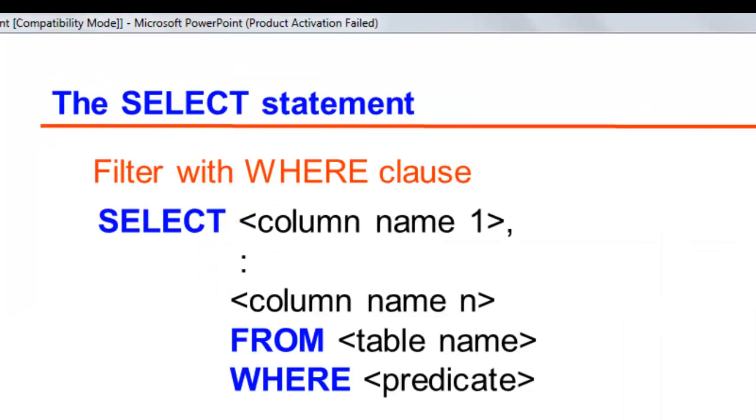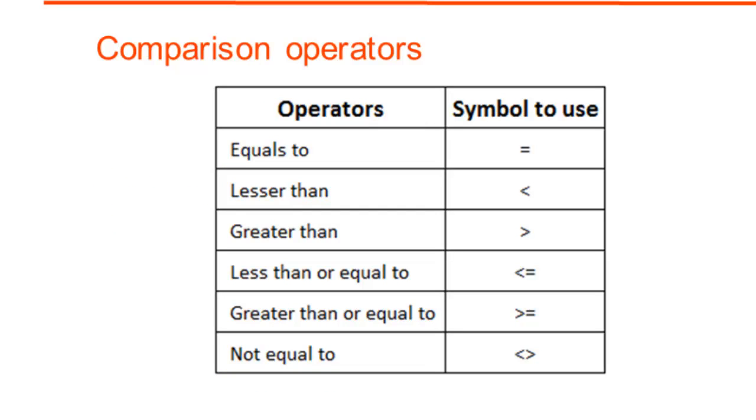Tables may contain millions of rows. If we want to isolate particular data sets, we use the where predicate. Predicate clause here may include comparison or relational operators, logical operators, in, between, among others, in one or more filtering conditions. Comparison or relational operators are equals to, lesser than, greater than, less than or equal to, greater than or equal to, or not equal to. So we're going to use these symbols.